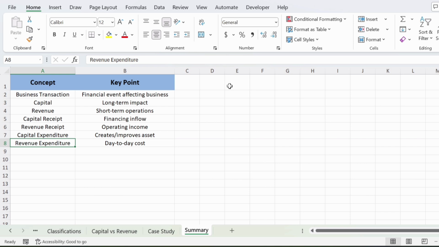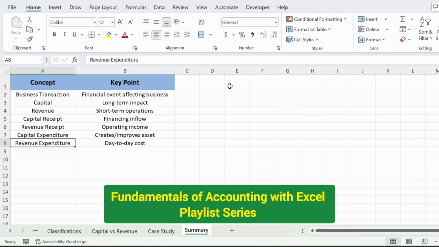In the next lecture, we will learn about financial statements, their components, and formats used by businesses. We will also use Excel to visualize how these transactions flow into financial statements. So continue with the next lesson in our Fundamentals of Accounting with Excel series.